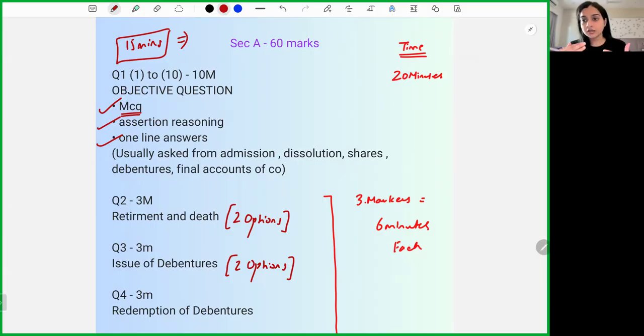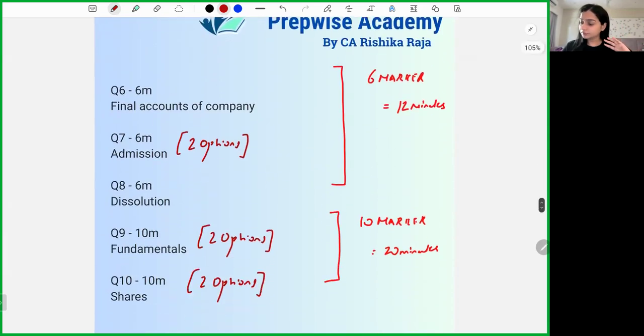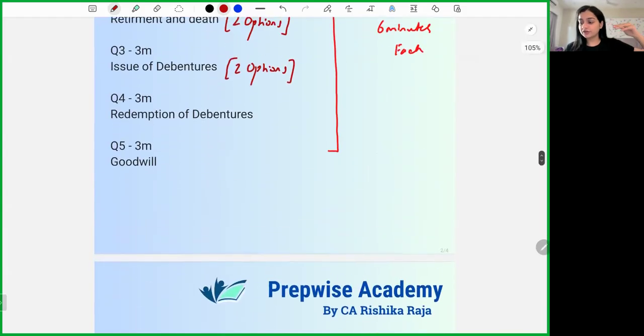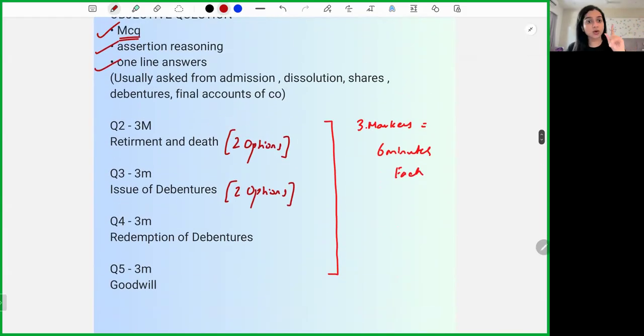For section A, the ideal order you could follow is to start from the end, from question number 10 and go backwards: question 10, 9, 8, 7, 6, 5, 4, 3, 2, 1. That's one order. The second order, if you are really good at three markers, is to do question 2, 3, 4, 5, 6, 7, 8, 9, 10, and then come and do question number 1. Both of them work fine. Of course, always solve a paper before your main board paper so that you know what order works best for you.